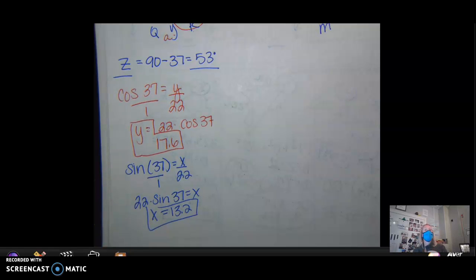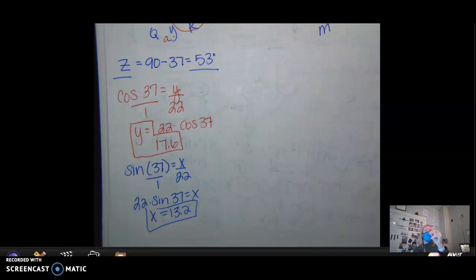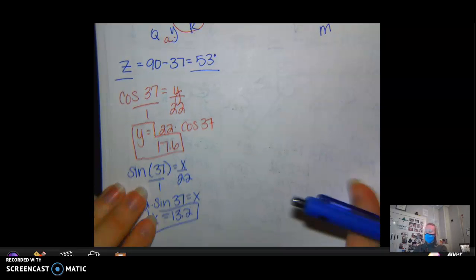Could I check myself with Pythagorean theorem, guys? Yeah, if you want to make sure that you're getting 100% on this, you could always check yourself with Pythagorean theorem. A squared plus b squared equals 22 squared. If you're off by a couple decimals, would that be okay? Yes, because at some point we rounded in here, so that should be fine.